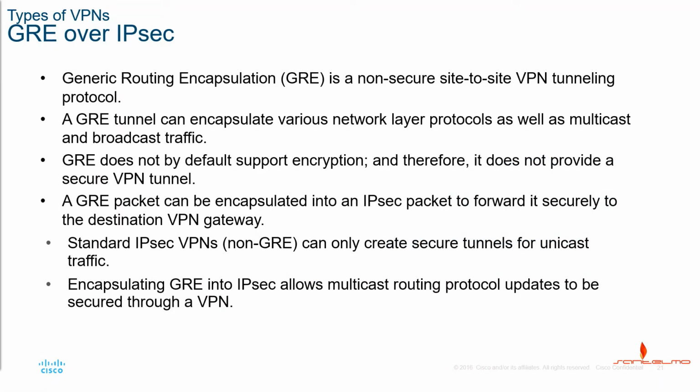Next, GRE over IPsec. GRE is Generic Routing Encapsulation. This is a non-secure site-to-site VPN tunneling protocol. I'll show you how to configure GRE in the next video. A GRE tunnel can encapsulate various network layer protocols as well as multicast and broadcast traffic. GRE does not by default support encryption, and therefore it does not provide a secure VPN tunnel. It just provides connectivity between the two end nodes. A GRE packet can be encapsulated into an IPsec packet to forward it securely to the destination VPN gateway.